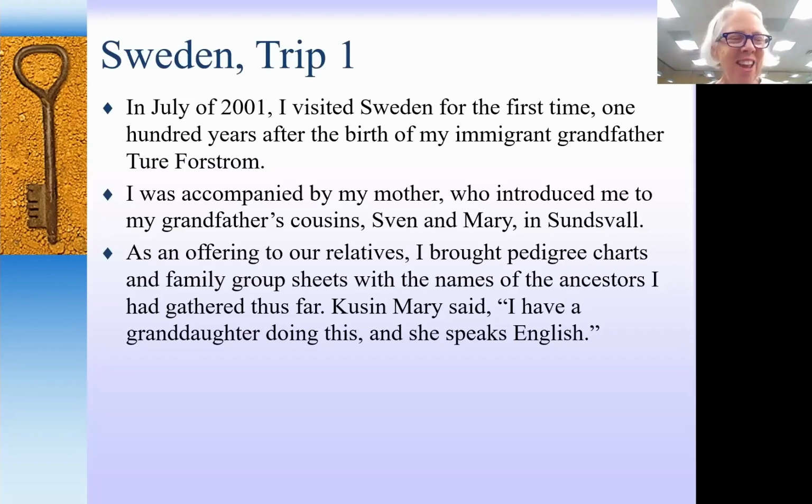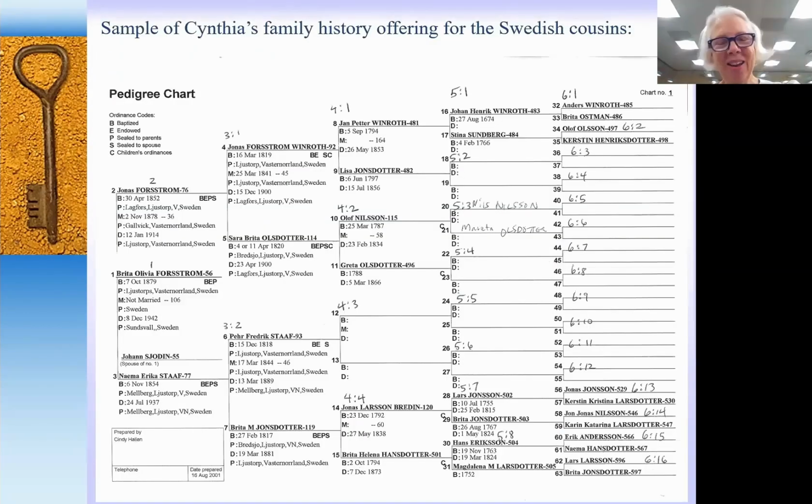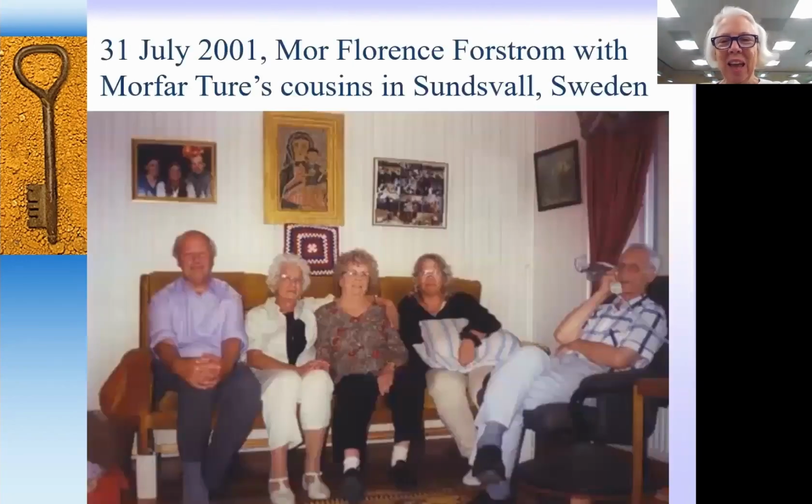When I showed my little pack of family group sheets and charts to cousin Mary, she said, "Oh, I have a granddaughter doing this, and she speaks English." So I brought a sample of whatever names I'd been able to find so far. And we were in Sven's apartment in Sundsvall. And you'll see cousin Mary holding my mom's hand there in the middle of the couch, and Sven's daughter on my mom's side, and Sven's son-in-law on the other side.